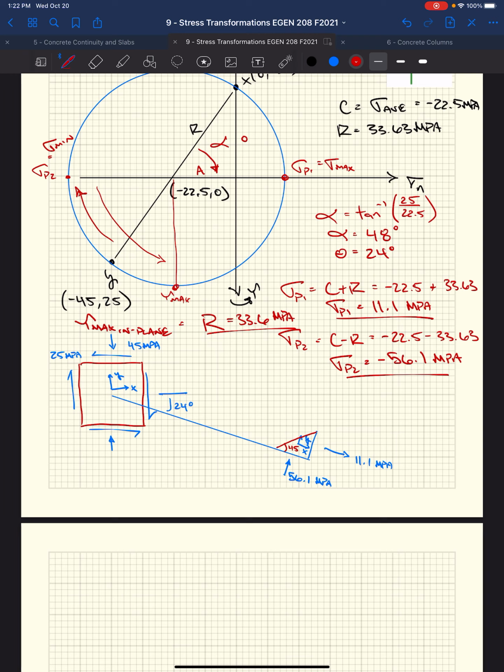So if we look at our maximum shear stress, which is our radius, 33.6 megapascals, well, that's the magnitude, and we also have a direction, right? If this point is down here below the x-axis, we know it's counterclockwise. So it's going to want to spin the face of that counterclockwise, right? So now we could then just draw a shear that is 33.6 megapascals.